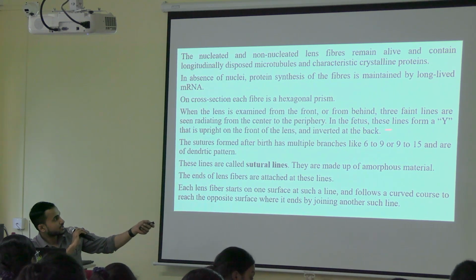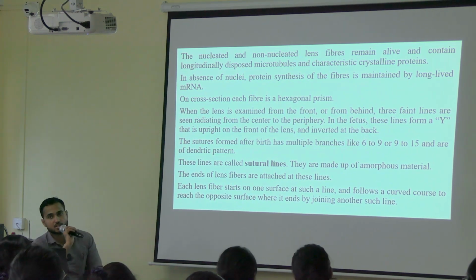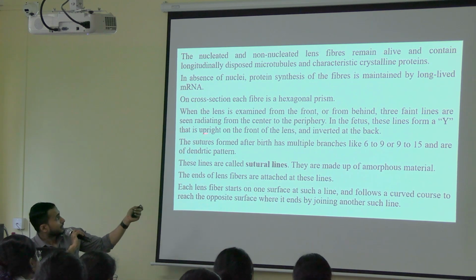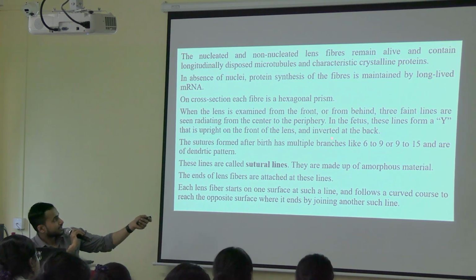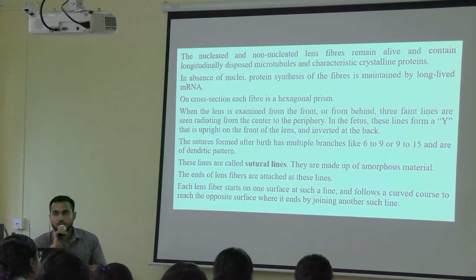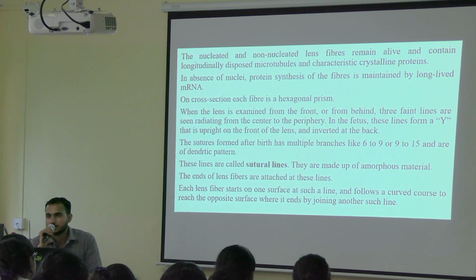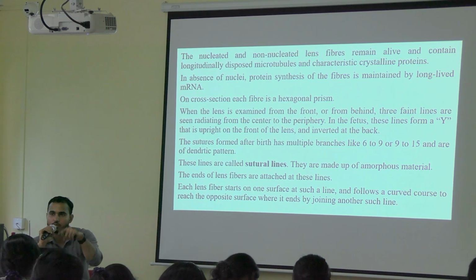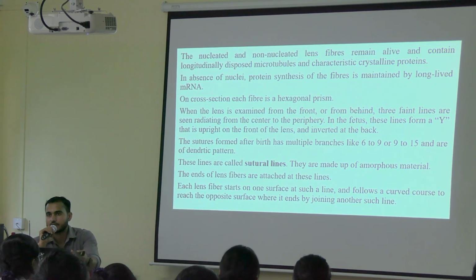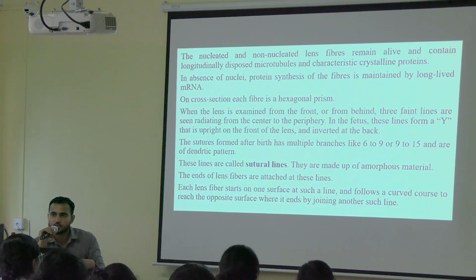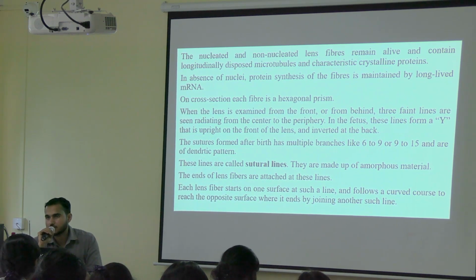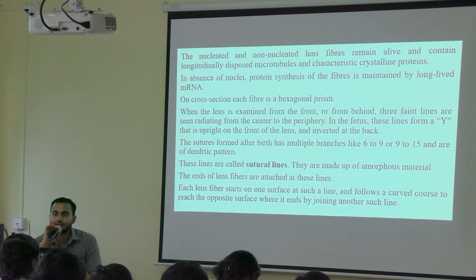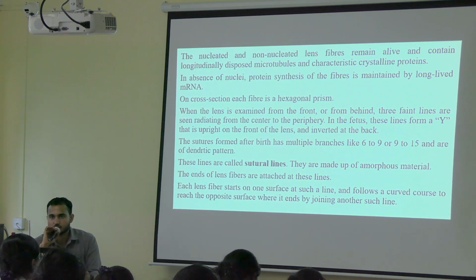Now, in case of fetus, these lines form a Y-shaped structure, upright on the front of the lens and inverted at the back. That means in the fetus, the Y-shaped structure will be a normal Y from the anterior aspect. If you see the same thing from the posterior aspect, it will be an inverted Y shape. That indicates the arrangement of the fibers in case of fetus.